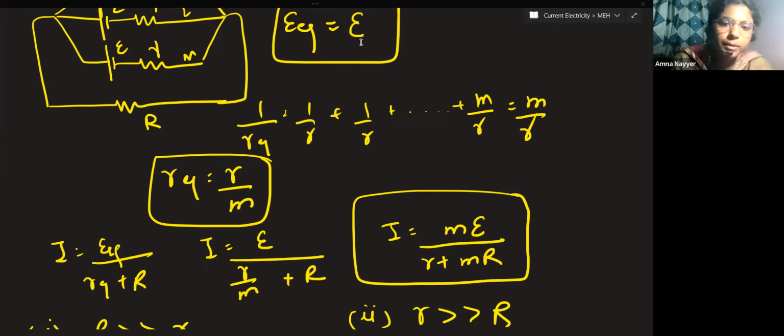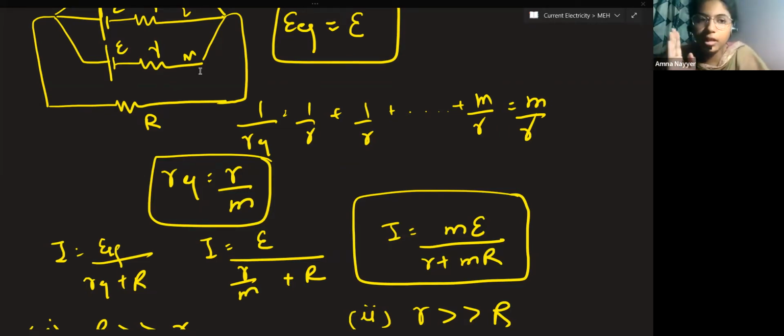So value will be the same of R. Yes, value will be the same. Like in the resistors, if the value of R is 10 ohm, the value will be the same because they are identical. We are not even considering even one resistor as different. All the resistors have the same value. That's why we are considering this.